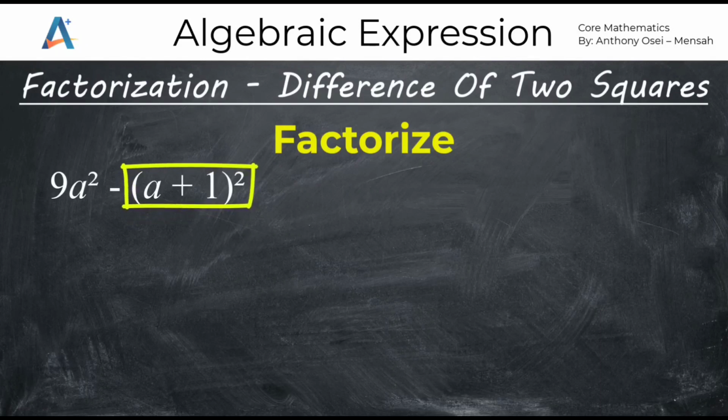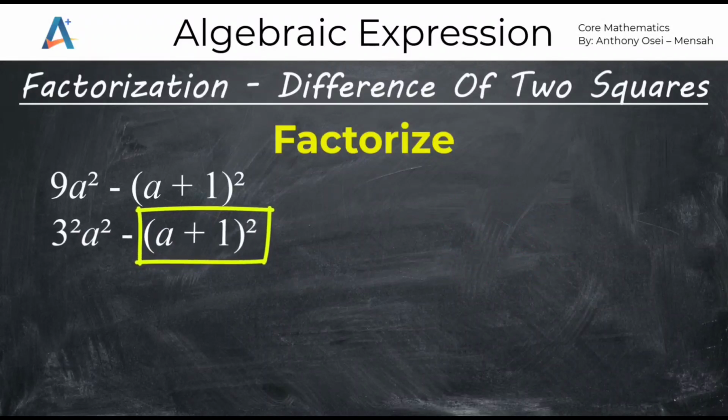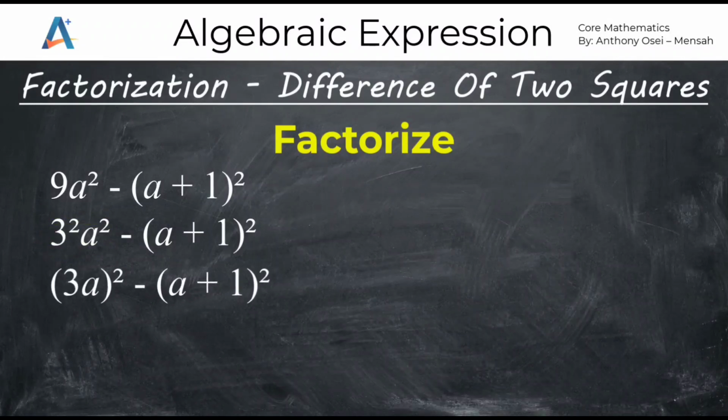Then I have a plus 1 in the bracket as a single term, all squared. Are we getting it? Now let's continue by converting 9 into 3 squared. Then 9a squared becomes 3a squared minus a plus 1 all squared. Still converting, I can put the 3a into one bracket to represent a single square, which is (3a) all squared, minus a plus 1 all squared.